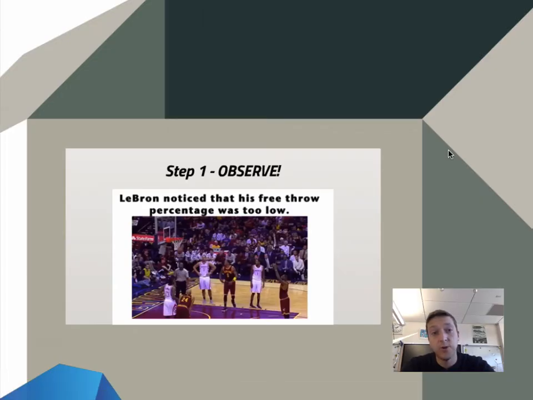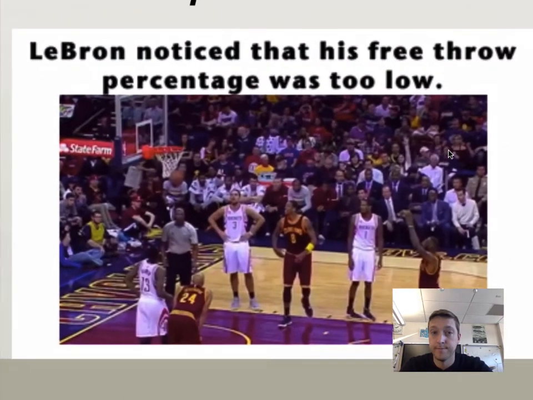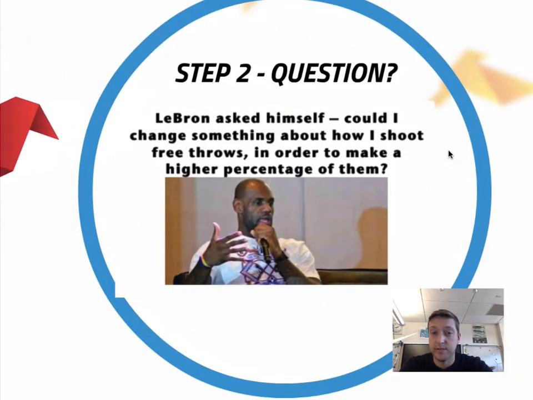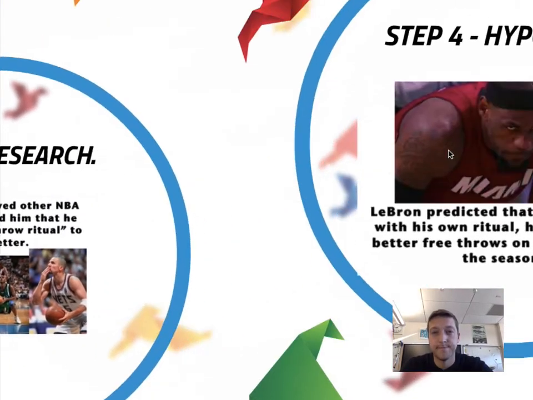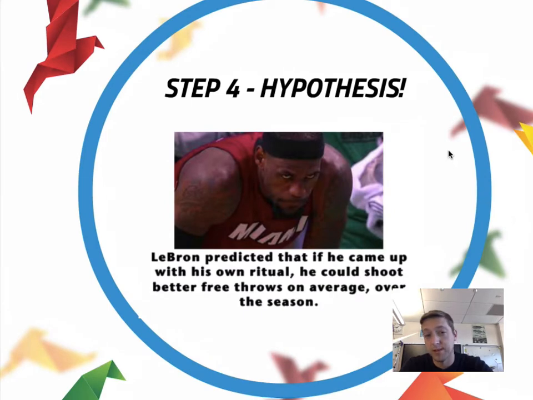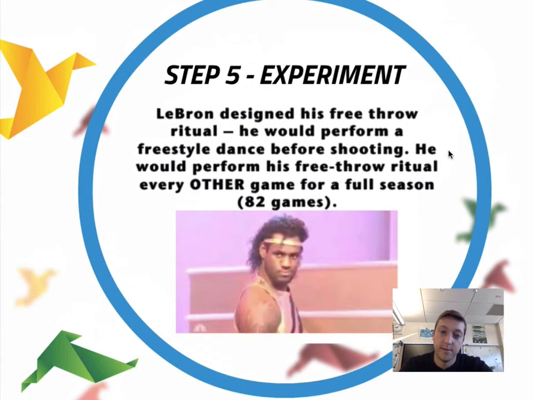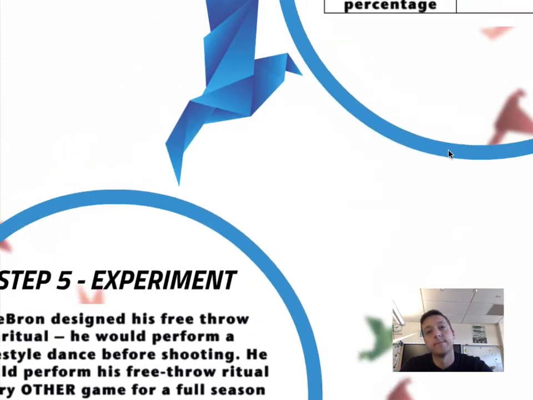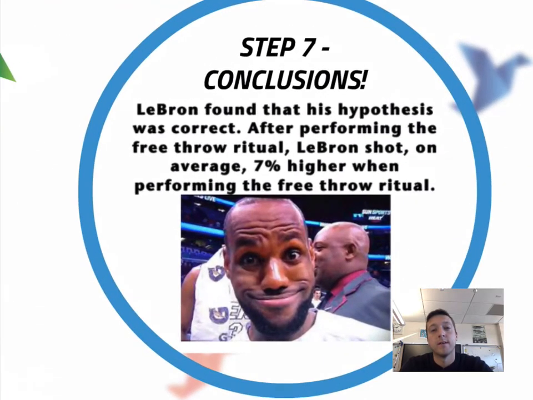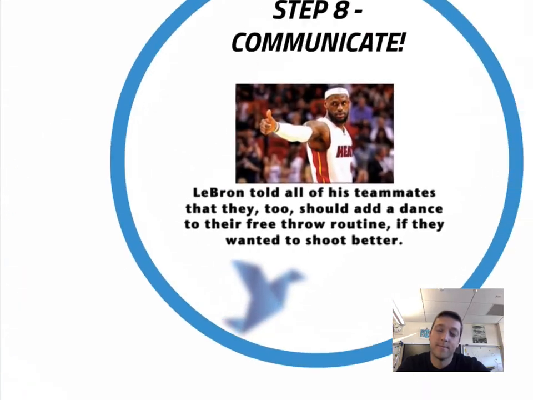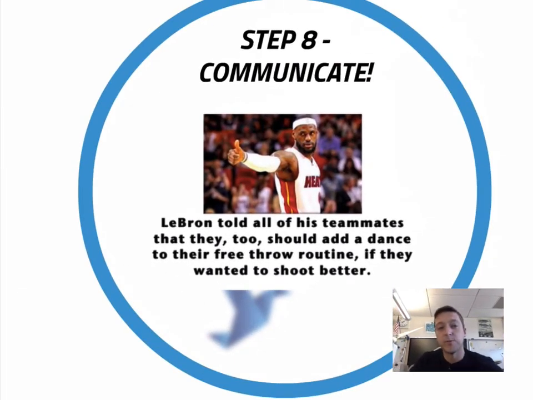So again, the order of the scientific method is to make an observation, ask a question, do some background research, form a prediction or hypothesis, do your experiment, get some data from your experiment, conclude and say if your hypothesis is correct or incorrect. And finally, to share with other people, because you don't just want to keep it to yourself.